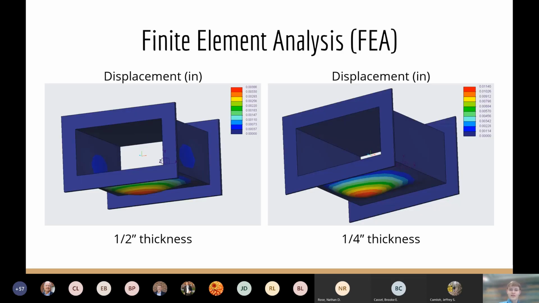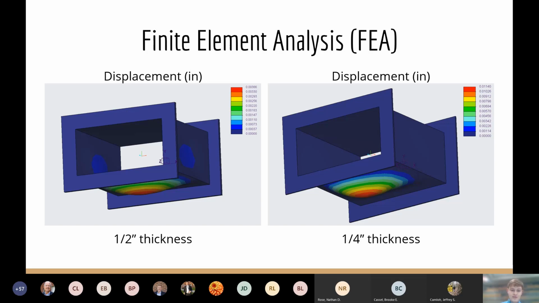Now I'll explain FEA, which stands for finite element analysis. Finite element analysis is just having a model, applying loads and constraints to it, and seeing what results, either displacement, stress, or other things. So here is an early concept of the flow straightener, and we're looking at the displacement due to the weight of the water inside of it.